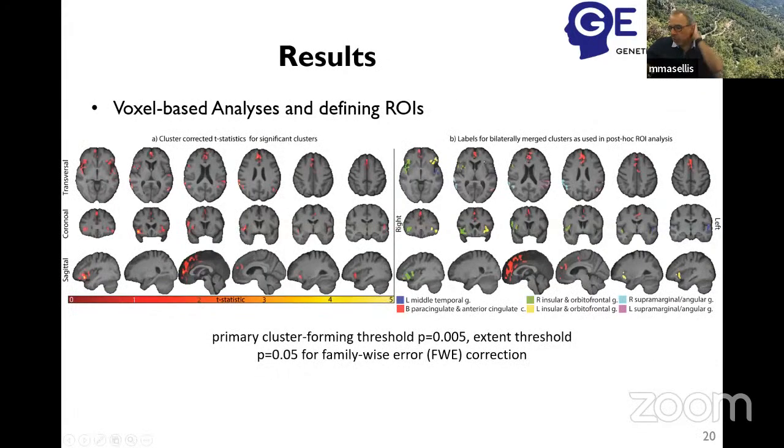So in terms of our results, we found 6 regions of interest, mostly bilaterally, where we saw reduced blood flow in carriers versus non-carriers. This was in the right and left orbitofrontal and insular cortex, and you can see the region is larger on the right. This was in the anterior cingulate paracingulate region, shown here in red. This was in the left middle temporal gyrus, as well as in the right and left supramarginal gyri as well.